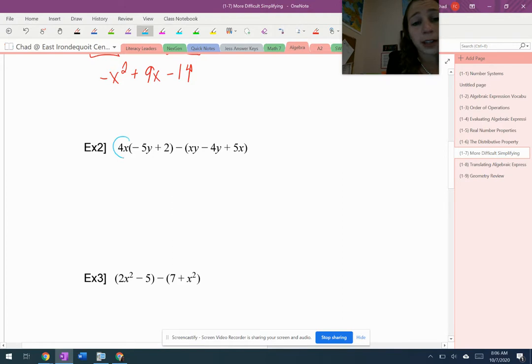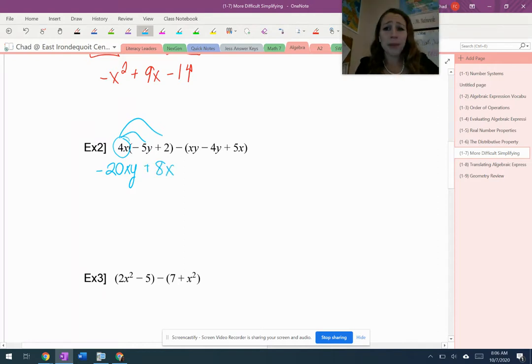That 4x needs to get multiplied by the negative 5y, so that's negative 20, and then x times y is just xy. 4x times 2 is a positive 8x.